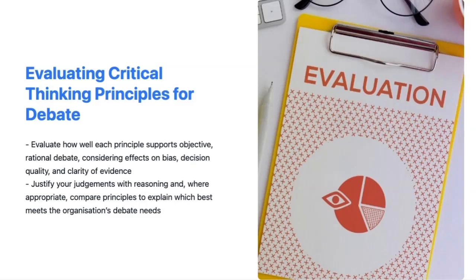Now let's talk about going beyond just description. You don't want to simply say what critical thinking is. You'll need to judge and evaluate how well each principle helps achieve objective and rational debate. For example, you might say a certain approach is particularly effective or potentially problematic in this context. Think about whether applying a principle helps reduce bias, improves decision-making, or clarifies evidence. Don't just state your opinions. Justify them with reasoning and compare different approaches if it makes sense. Ask yourself, does this principle actually support the kind of debate the organization needs? Why or why not?